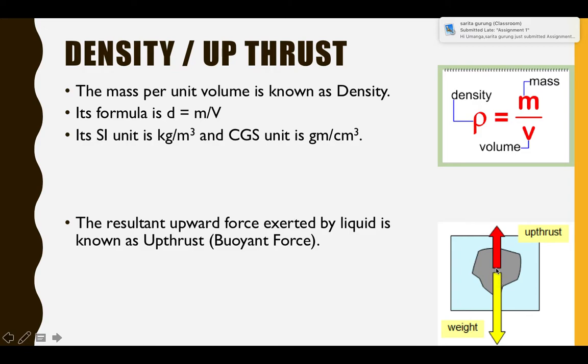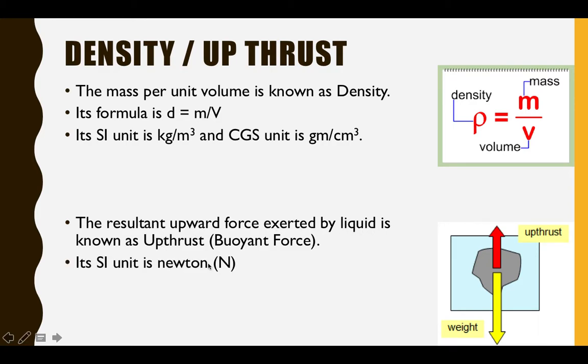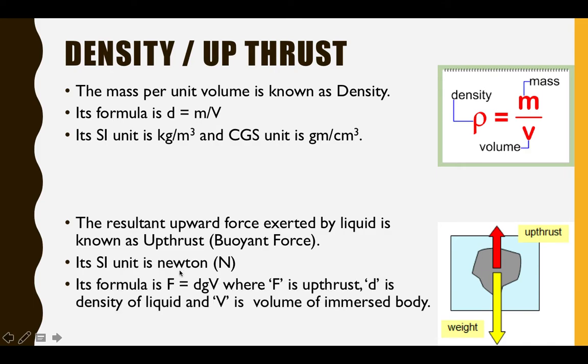To float that object, the upthrust must be higher than the weight. So whatever upward force you get is somehow reduced by the weight. That is why we don't say exactly that the upward force is called upthrust, but the resultant upward force is called upthrust or buoyant force. Since it is a force, its SI unit is also Newton, and its formula is F equal to dgv. Here F means upthrust, d means density of liquid, g means acceleration due to gravity, and v means volume of immersed body. Immersed means into the liquid.